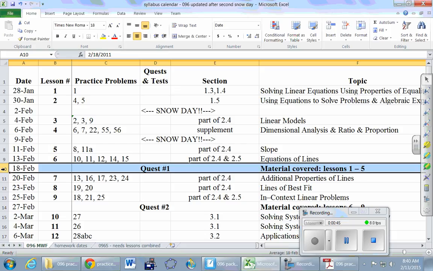The quest covers the material from lessons 1 through 5. You can see the lesson numbers right there, 1 through 5, which means that the stuff we're doing today, equations of lines, is not on the quest, okay? So just to be clear, slope, which was our topic last class, is the last thing that's going to be on this coming quest. So as you prepare for this coming quest, what should you do to make sure you're in the best place possible on Wednesday when you start it?